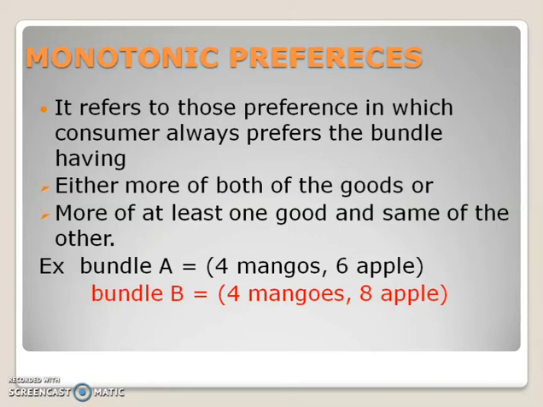Still, the consumer is willing to sacrifice a lesser unit of one good to buy more of the other good because of monotonic preference. The consumer is not willing to sacrifice the amount of goods, but there is no way. That's why he reduces a small amount of good 2 in order to get more of good 1. That is known as monotonic preference.